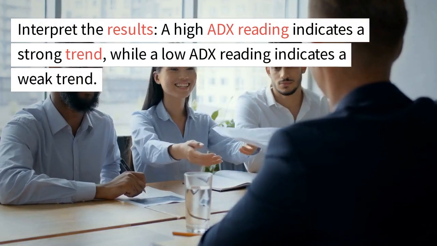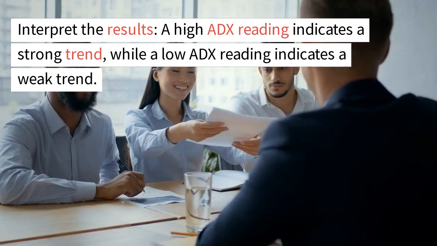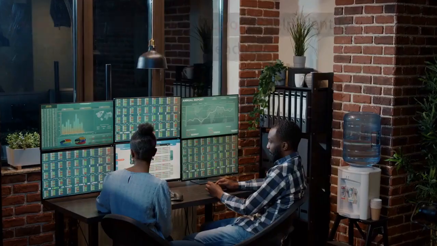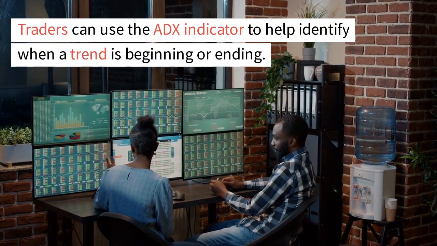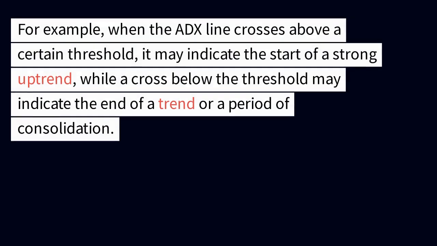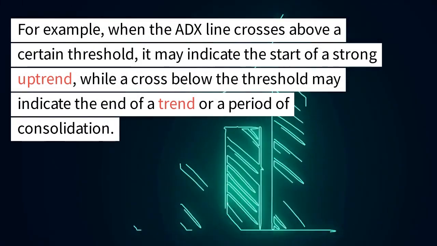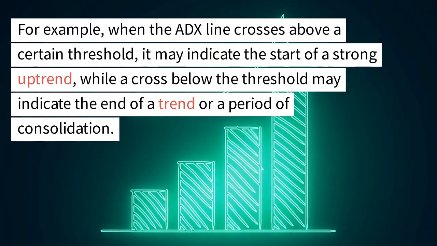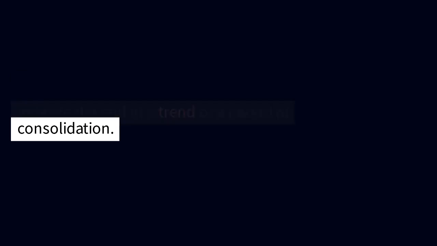Interpret the results. A high ADX reading indicates a strong trend, while a low ADX reading indicates a weak trend. Traders can use the ADX indicator to help identify when a trend is beginning or ending. For example, when the ADX line crosses above a certain threshold, it may indicate the start of a strong uptrend, while a cross below the threshold may indicate the end of a trend or a period of consolidation.